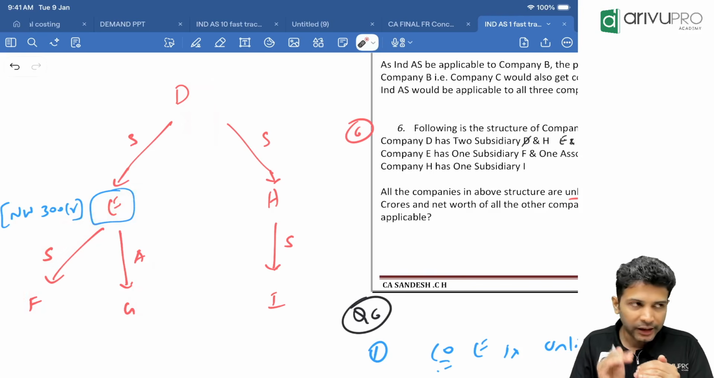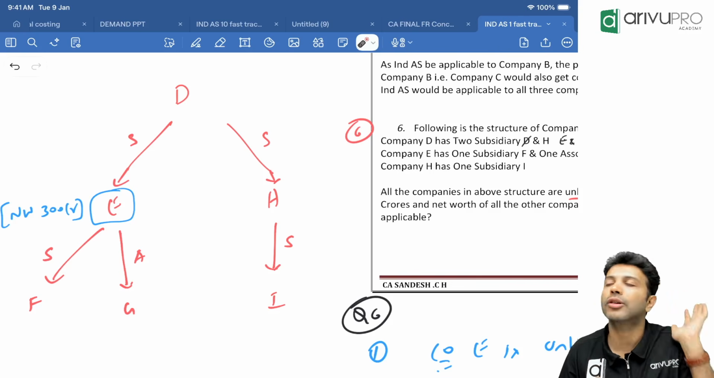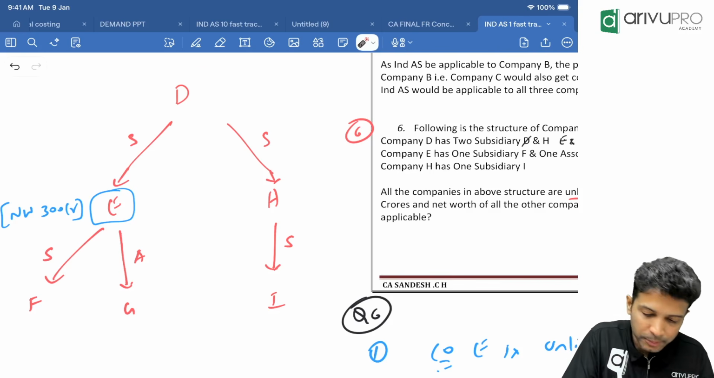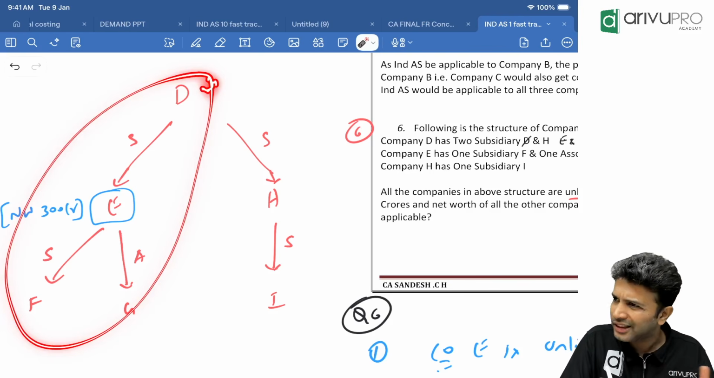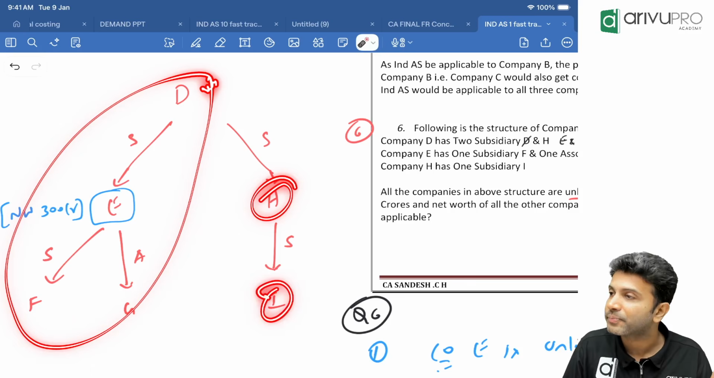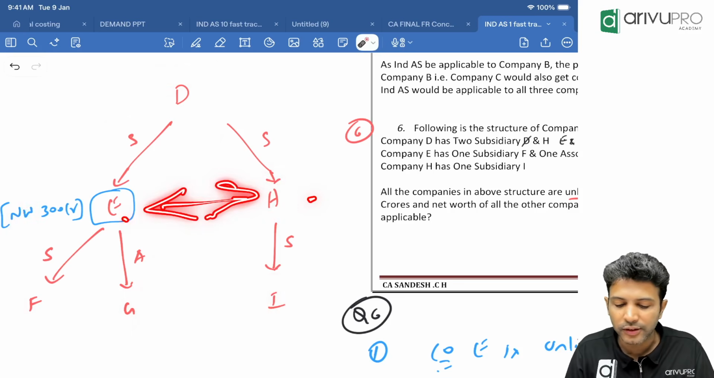If you are applying Ind AS, your parent, your subsidiary, your associate, your joint venture also has to compulsorily apply Ind AS. That means all of these compulsorily have to apply Ind AS. Agreed? There is no doubt. What about H and I? Ind AS is not applicable for fellow subsidiaries. These two are known as fellow subsidiaries.